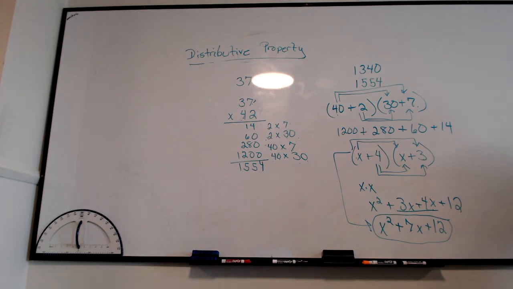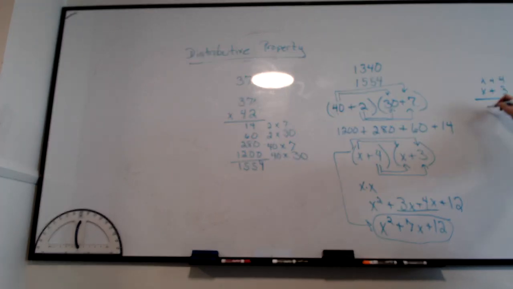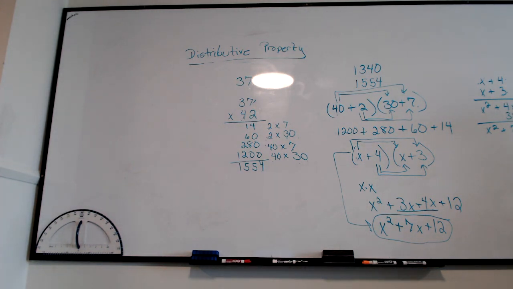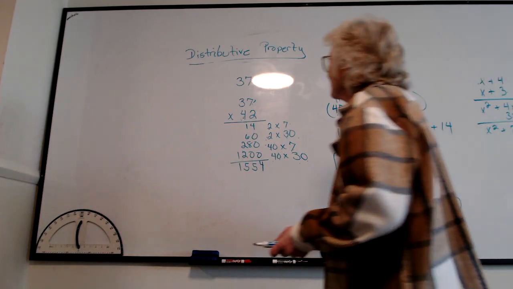Okay? We could also do it, a lot of people do it like this, where they're doing it just by this. Okay? x times x is x squared. x times 4 is 4x. 3 times x is 3x. 3 times 4 is 12. x squared plus 7x plus 12. You can write it up vertically just like I could write the other multiplication vertically. Okay. So there's a lot of ways to do this. We also can write, let's just show you another one.